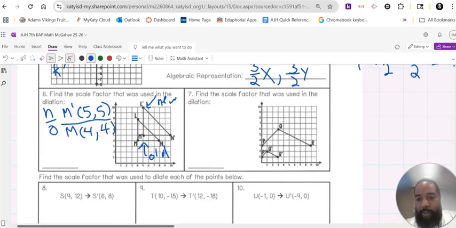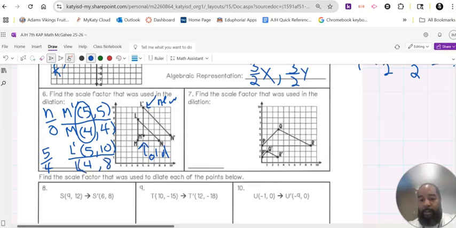If I look at these numbers, I can see that my ratio is 5 over 4. And I can leave it like that. And you can notice it's the same on both of these. So my scale factor is 5 over 4. Now, to show you that this works with any other side, I can use L, and L prime is 5, 10. Okay, and original L is 4, 8.